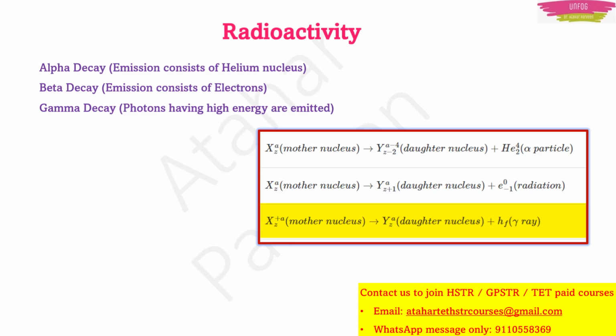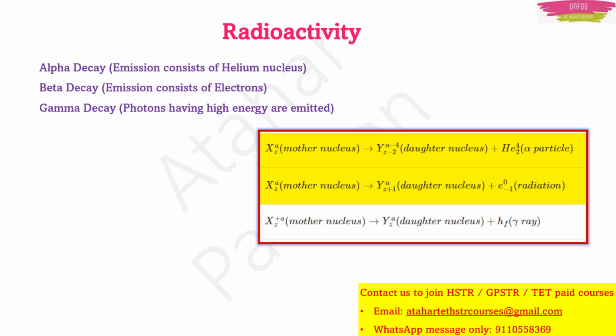In beta decay, an electron is emitted. You can call that electron a radiation, right? That is emitted, and here the daughter nucleus mass number will not change. Atomic number will increase by 1.